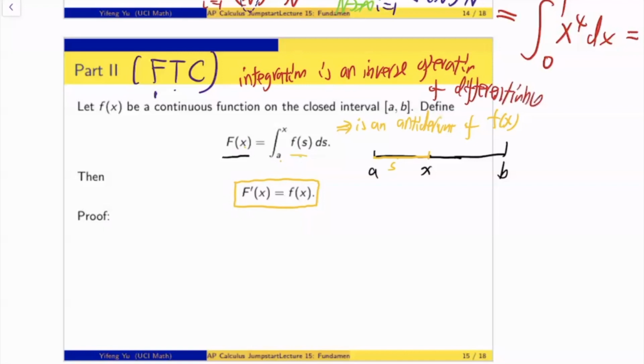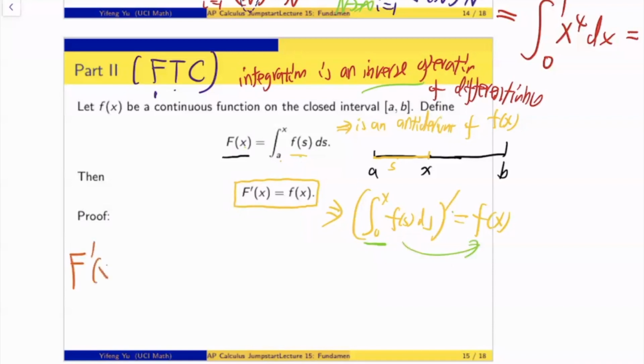So if you take the integration and then take the derivative, you just get the function itself. If I rewrite this: if you look at the integration of a function and take the derivative, you just get the function itself. In this sense, we can say integration is the inverse operation of the derivative. You first do integration, then you take the derivative, and it goes back to the function itself. So it's an inverse operation. Okay, let's prove this.